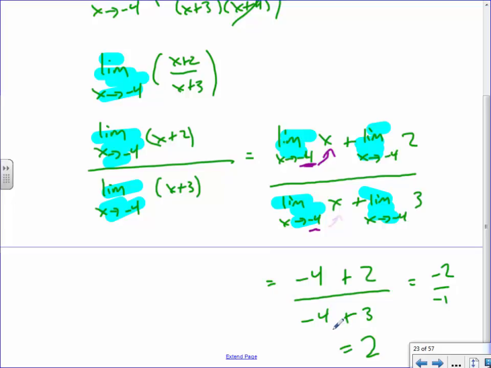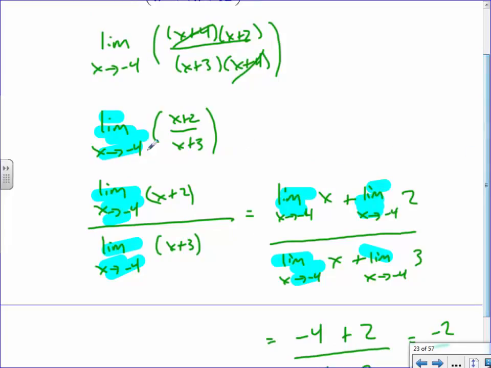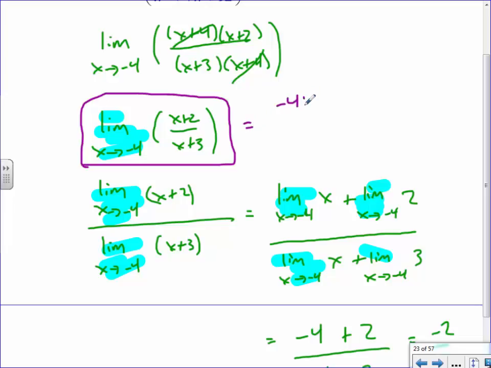The second thing I want to show you is that you can skip a couple of steps once you get the hang of it. So what you could have done at this point is skip all those limit rules and recognize where this was going to go, and you could have taken it straight to -4 plus 2 over -4 plus 3. Notice I didn't write the limit notation anymore because I plugged the -4 in for all of my x's. And I did that knowing that it wasn't going to cause me an issue where I'm dividing by 0. If it was going to cause me an issue dividing by 0, then I wouldn't have done that.